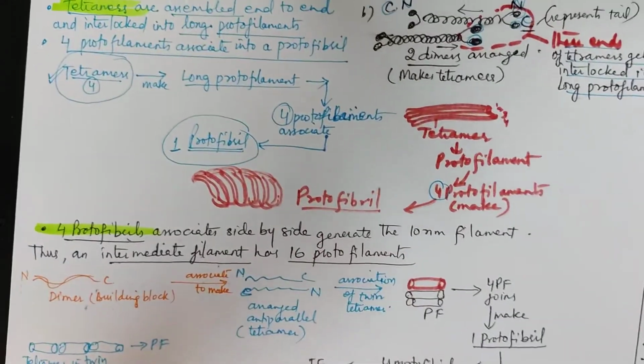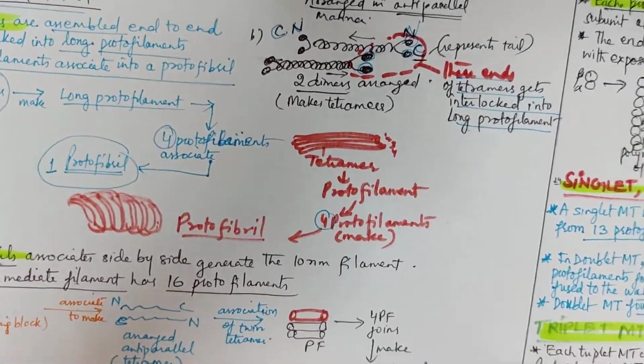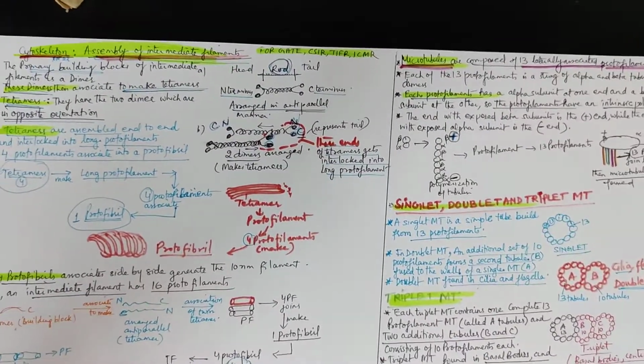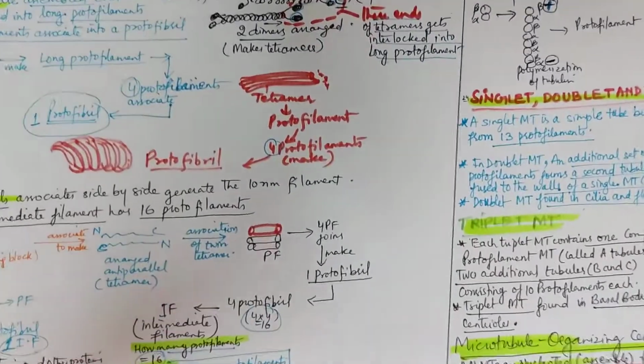So this is how the cytoskeleton assembly of intermediate filaments works, we have learned, and the structure is like this.